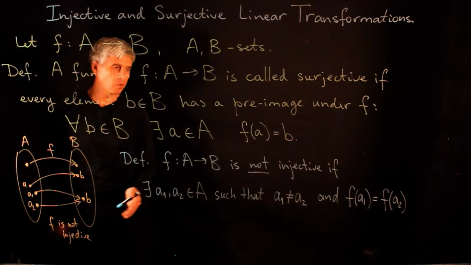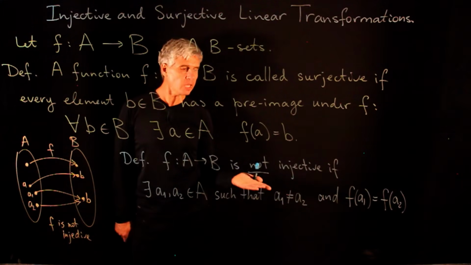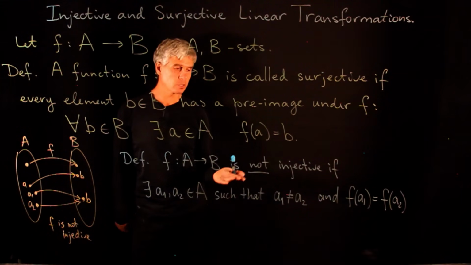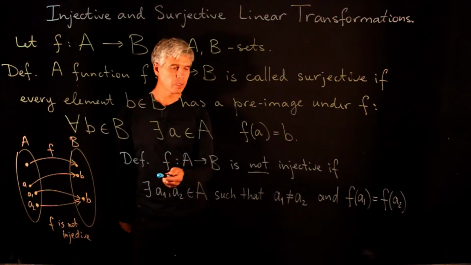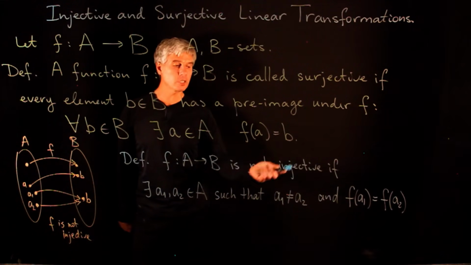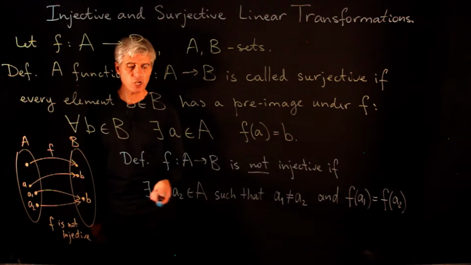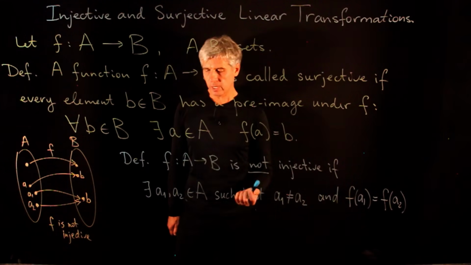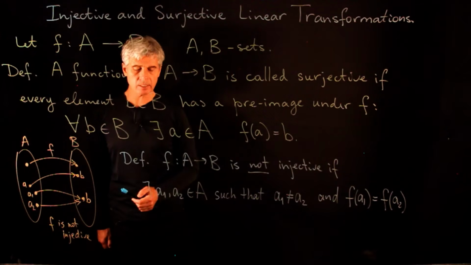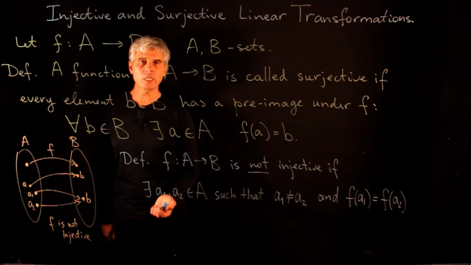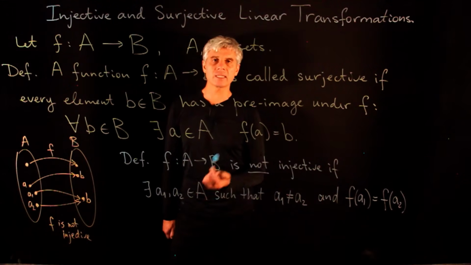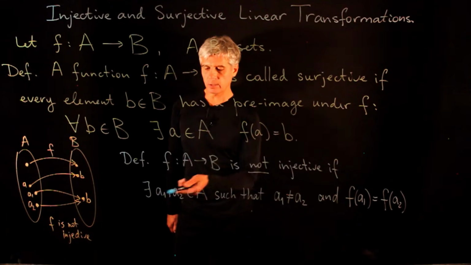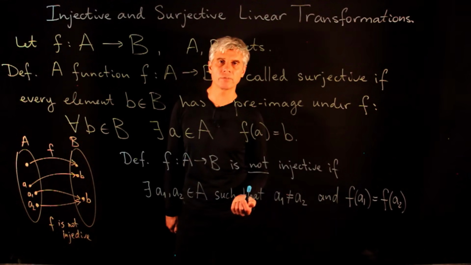Now, in order to state it in a clean way, let us talk about negations of statements, right? So here we have a definition of not injective. To get a definition of injective, we need to take this sentence and negate it. Well, the difficulty is that this sentence contains quantifiers. So we need to talk about negating statements with quantifiers. So let us make a detour and talk about negating statements with quantifiers.